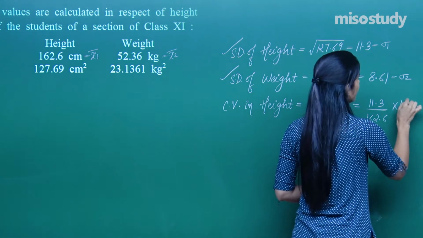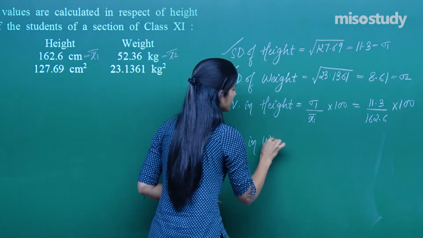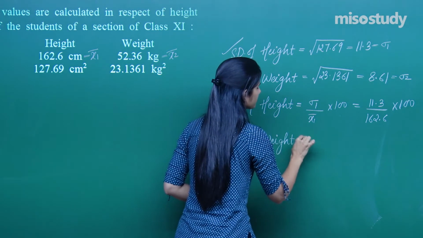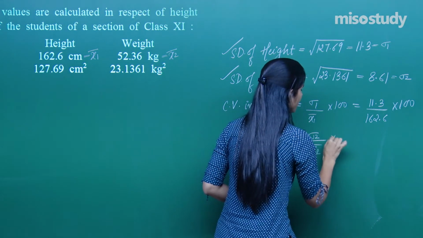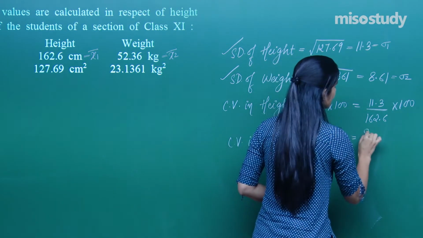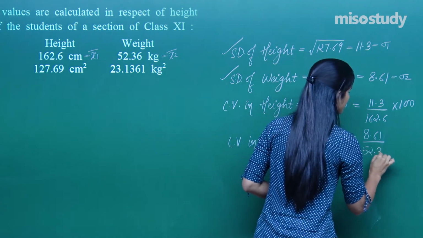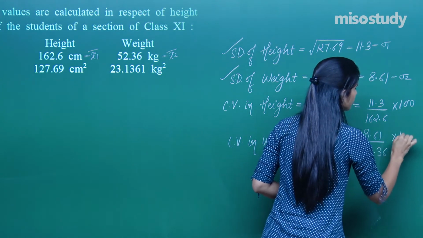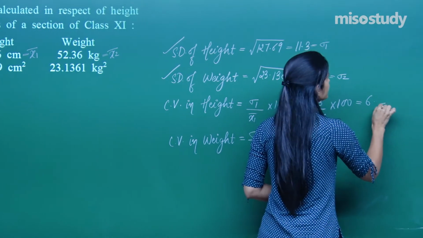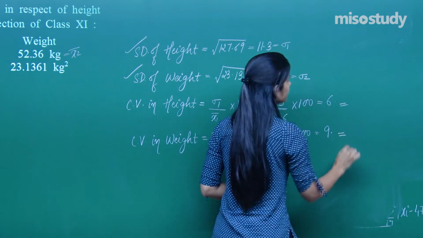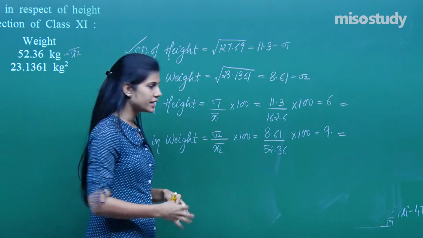This multiplied by 100, and when I evaluate coefficient of variation in weight, this is sigma 2 upon x2 bar into 100. Sigma 2 is coming out to be 8.61 upon x2 bar, which is 52.36, into 100. When you evaluate, this comes out to be 6 point something, and this comes out to be 9 point something. Obviously, coefficient of variation in weight is greater than coefficient of variation in height.